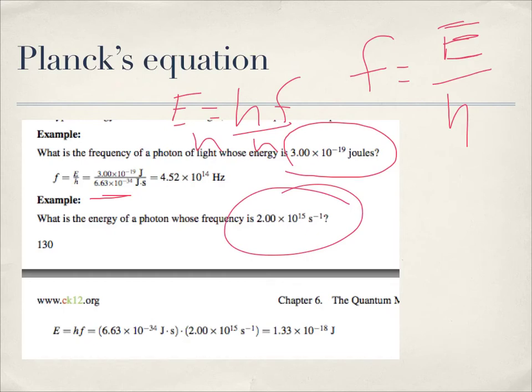Make sure that you're familiar with how to do that. Now, if we have 2 times 10 to the 15th for the frequency of a photon, what's its energy? You multiply those two together and get 1.33 times 10 to the negative 18th. We've done these in the last chapter, doing them again here. Hopefully at this point these aren't too tough.